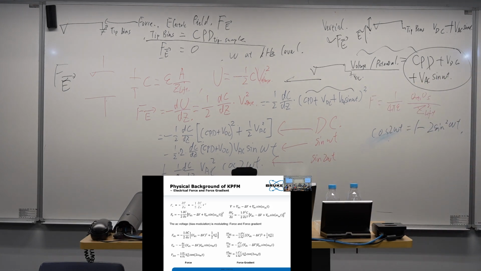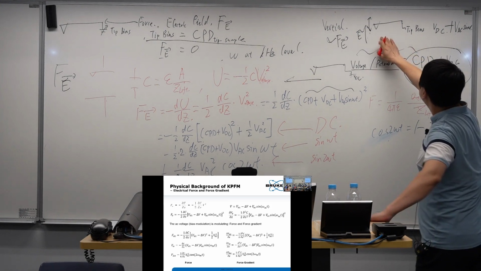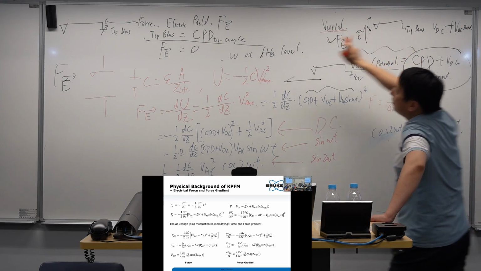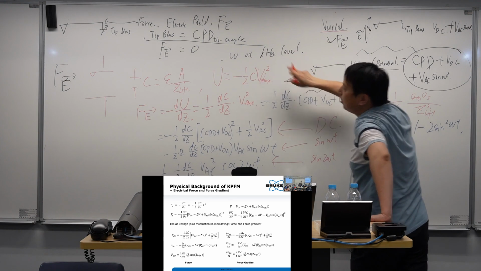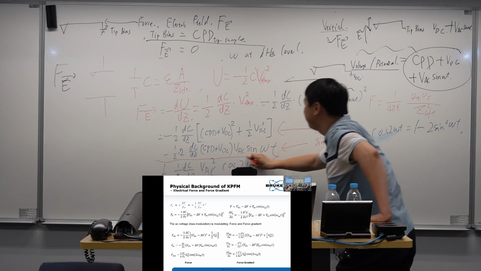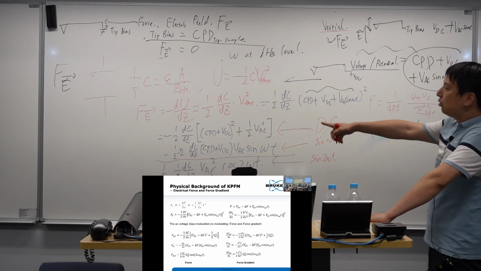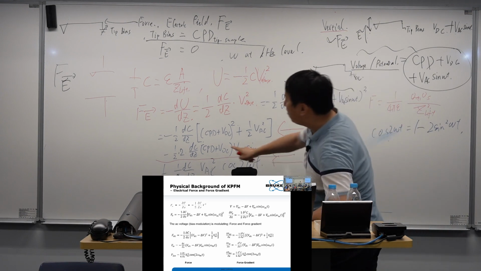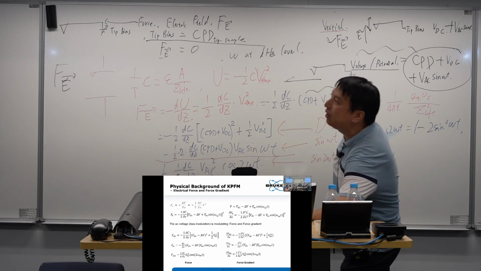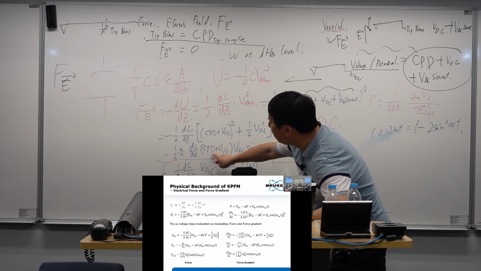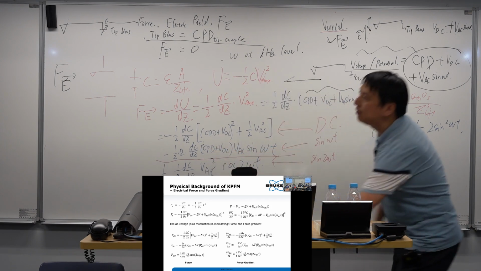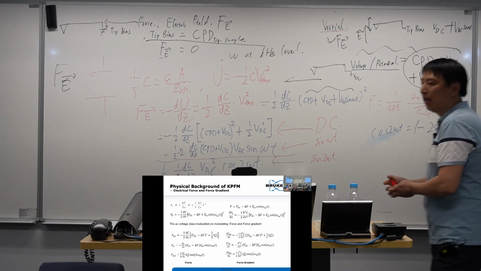What's our goal? We apply this AC field. We want our vertical to vibrate at omega level, at kilohertz level. And what do we get? We get this term. If we take a look at this term, we will find the amplitude of this term is proportional to CPD plus VDC. That means if the amplitude of this term equals 0, the CPD equals VDC. So that's the idea of the Kelvin.